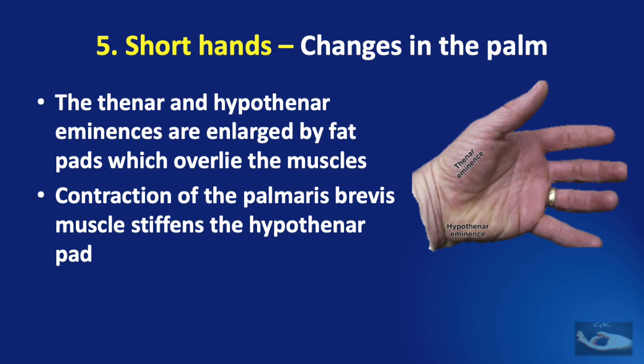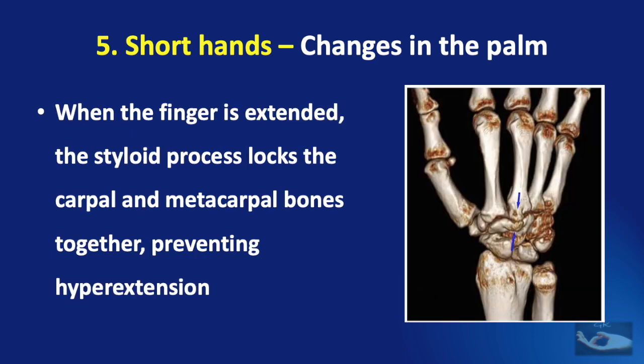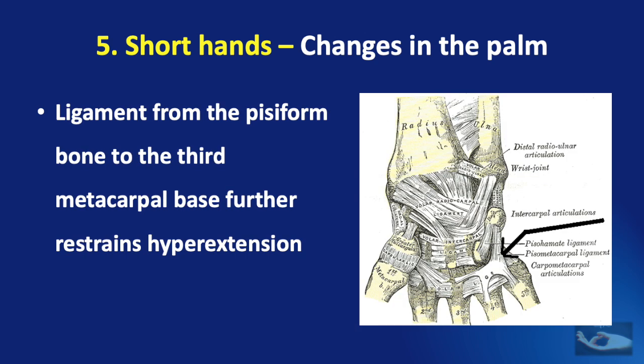The thenar and hypothenar eminences are enlarged by fat pads which overlie the corresponding muscles. Contraction of the palmaris brevis muscle stiffens the hypothenar pad. The stability of the third metacarpal base is enhanced by a styloid process on its dorsal radial aspect. When the finger is extended, the styloid process locks the carpal and metacarpal bones together, preventing hyperextension. Also, a ligament developed from the pisiform bone to the bases of the third to fifth metacarpals, further restraining hyperextension.